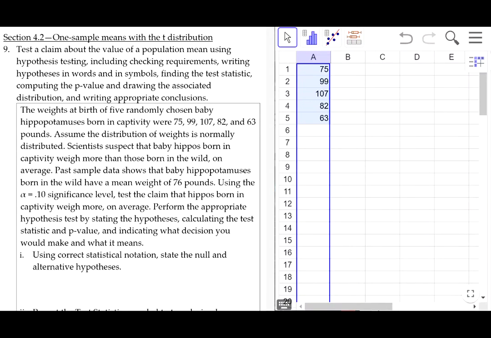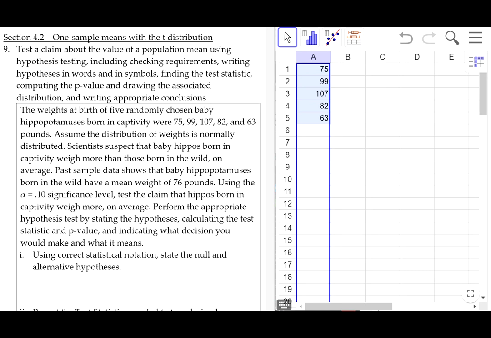The ninth learning objective in section 4.2 is to test a claim about the value of a population mean using hypothesis testing, including checking requirements, writing hypotheses in words and in symbols, finding the test statistic, computing the p-value and drawing the associated distribution, and writing appropriate conclusions.